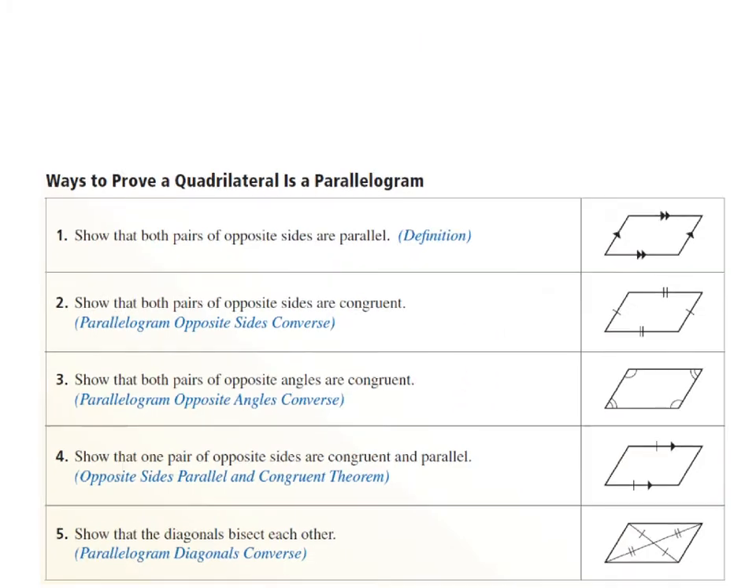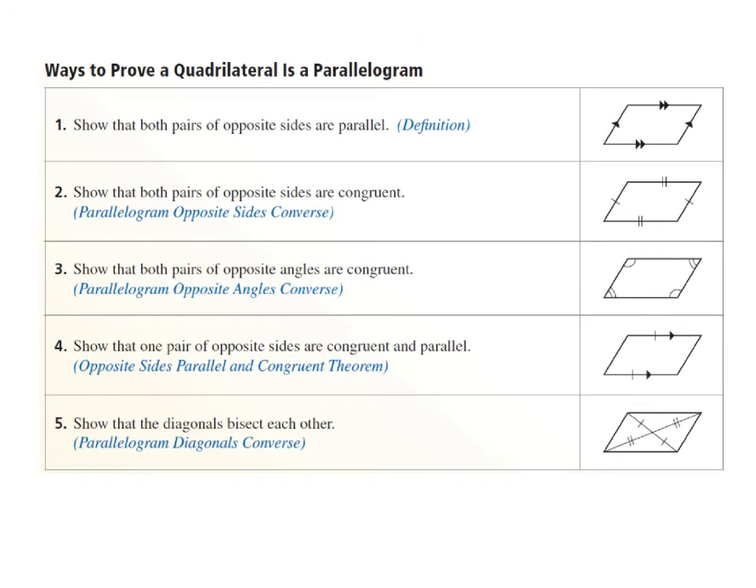So, ways to prove a quadrilateral is a parallelogram. Number 1, show that both pairs of opposite sides are parallel, which is the definition of a parallelogram. Number 2, show that both pairs of opposite sides are congruent, which is the parallelogram opposite sides converse. Number 3, show that both pairs of opposite angles are congruent. That is the parallelogram opposite angles converse.